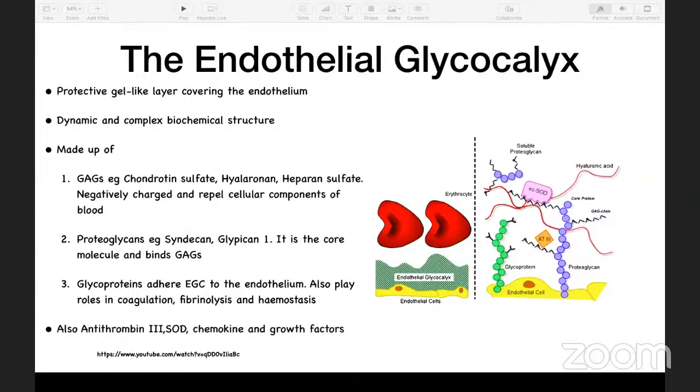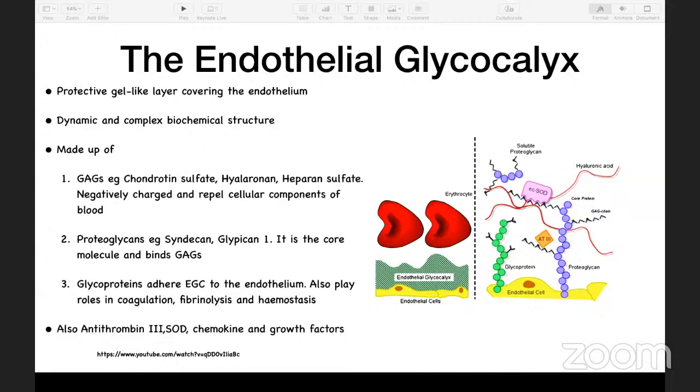So the endothelial glycocalyx. The endothelial glycocalyx is a protective gel-like layer covering the endothelium of capillaries. It is dynamic and complex. Its structure is complex. It keeps on changing with time, with different situations. It keeps on changing the structure of the glycocalyx. It has three main components.